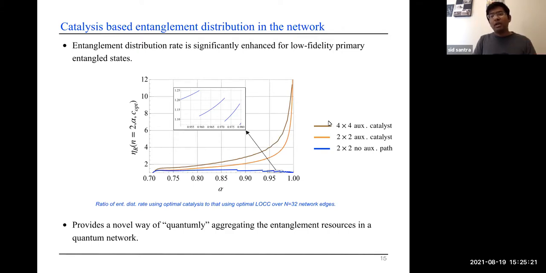And this also depends on the nature of the catalyst used. So a higher dimension catalyst makes this process of entanglement transformation, which is the entanglement concentration process, more efficient. And so this gives a slightly higher gain of the entanglement distribution rate as compared to a catalyst of smaller dimension. And so what this approach of distributing entanglement does is we were able to aggregate the entanglement resources of the auxiliary paths along with that of the primary entanglement distribution path in a much different way than is typically used in quantum repeaters, which only rely on LOCC transformations.